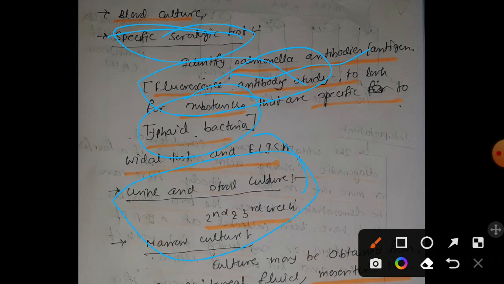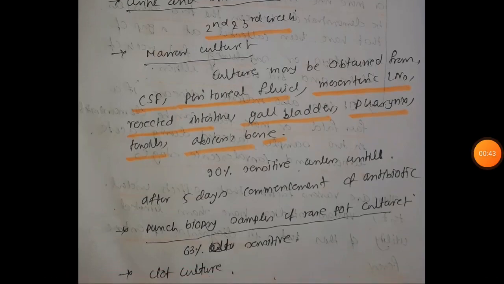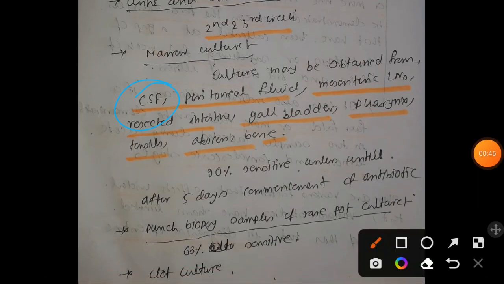We can perform urine and stool culture that is taken during the second and third week. Marrow culture can also be done by taking culture from CSF, peritoneal fluid, mesenteric LNS.